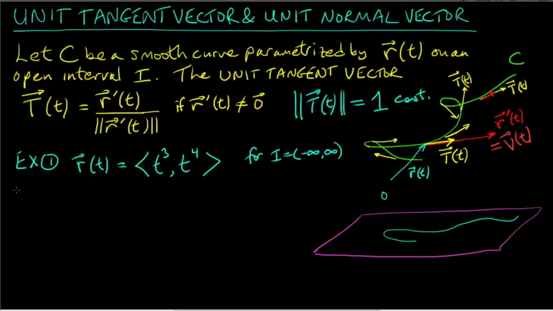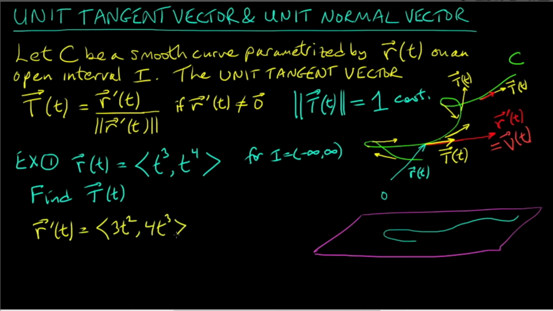The question is just to find the unit tangent vector T as a function of time. So just apply the definition. First we need the derivative of r. So this will be 3t squared for the first component and 4t cubed for the second component. And now we need to divide by its norm. So let's take its norm. That's the magnitude of r prime.